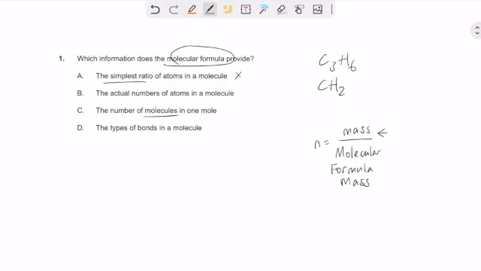That's the mass that you measure, which is often the case with experiments. So you cannot find the number of moles. Therefore, the answer is also not C.